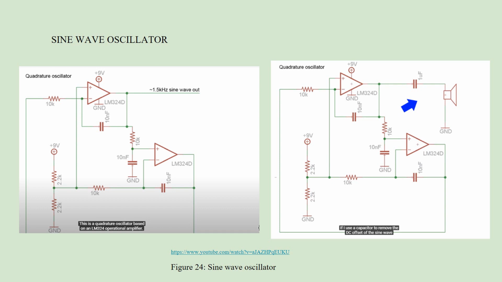Now we can see a sine wave oscillator. As we know, the pure tone signals consist of sine waves. We can use this kind of oscillator in audiometers. If you probe the output of the oscillator, we can see that we are getting a sine wave of 1500 Hz. In the second picture, if we use a capacitor to remove the DC offset of the sine wave and connect it to some earphones, we can hear the 1500 Hz tone.